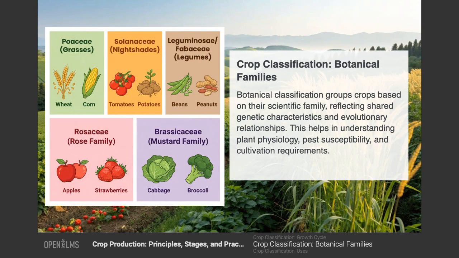Crop classification. Botanical families. Botanical classification groups crops based on their scientific family, reflecting shared genetic characteristics and evolutionary relationships. This helps in understanding plant physiology, pest susceptibility, and cultivation requirements.